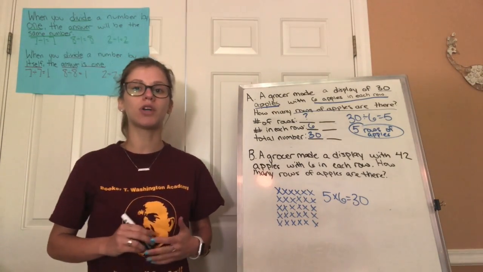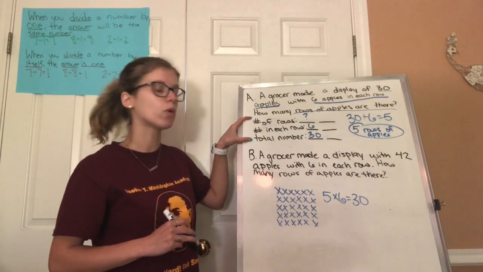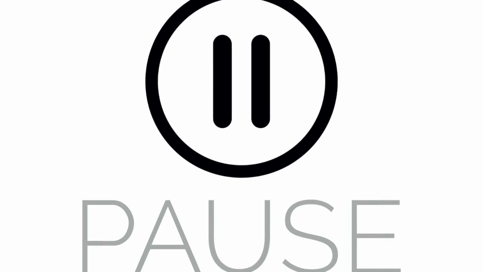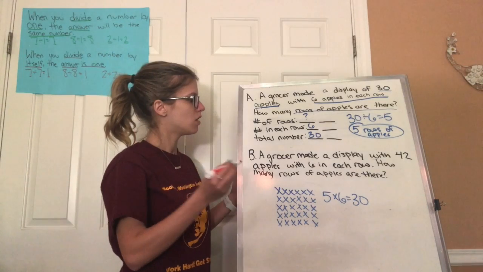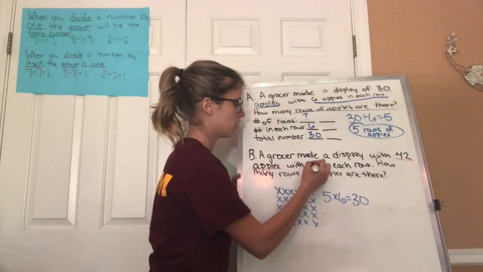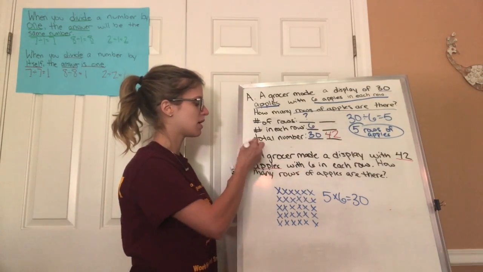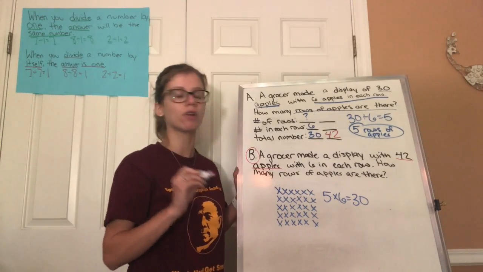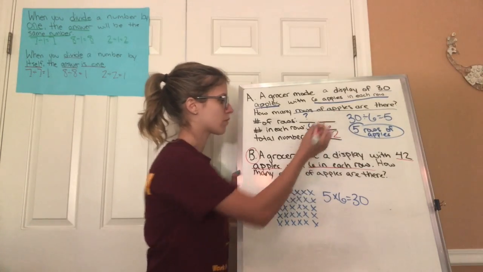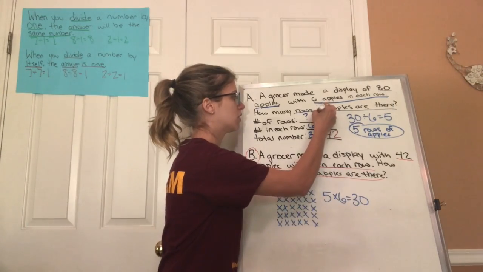So what I'd like you to do is pause me, and using the same format of number of rows, number in each row, and total number, take notes for this problem. So now it says a grocer made a display with 42 apples. So the total number is 42 apples, and I'm going to make B, our second problem, all in red. And there were 6 in each row. We're trying to figure out how many rows of apples there are.